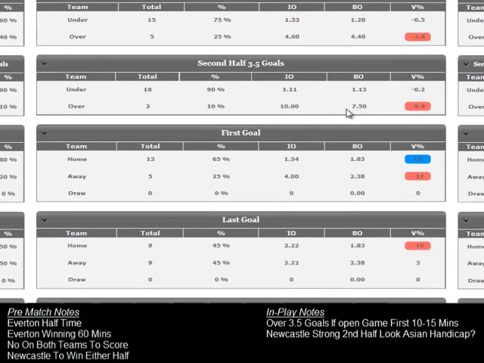First goal, 10% value here, 65% chance. Home team to score first, Everton. So that's a little bit short, a little bit skinny, but we'll add that to the list. It's worth adding to the list.